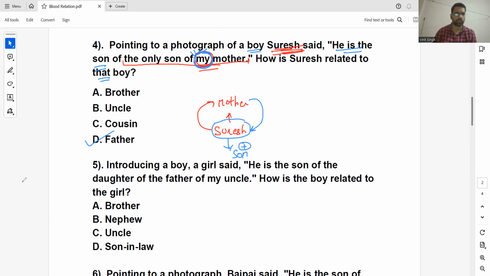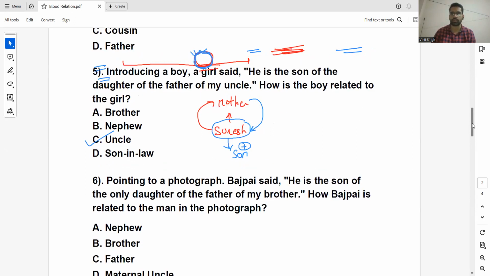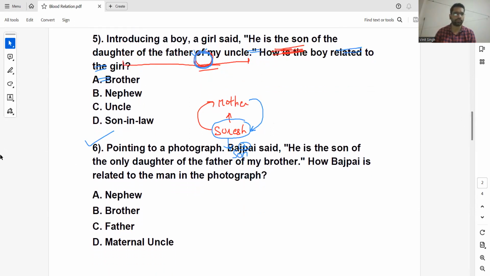Now, next question. Question number 4. Now, you will try all the questions. Questions are very simple. You can easily get the answer of every question. Question number 5.